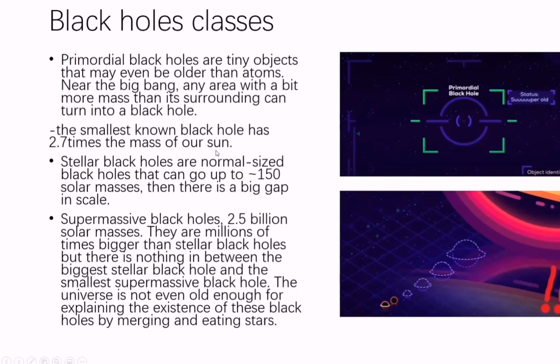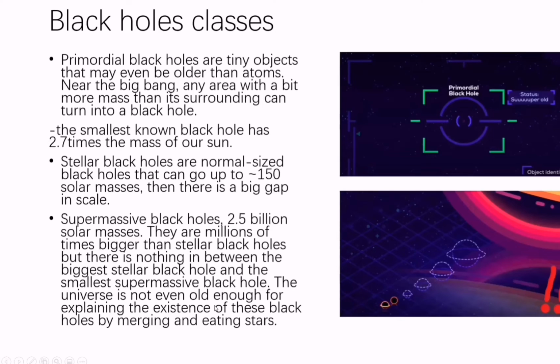Then there is the normal sized black hole that we know for sure exists, called stellar black holes. They can go all the way up to 150 solar masses. And then there is a big gap in scale. The supermassive black holes are 2.5 billion solar masses. They are millions of times bigger than the stellar black holes, but there's nothing in between the biggest stellar black hole and the smallest supermassive black hole. This is a supermassive black hole, and this is stellar black holes.